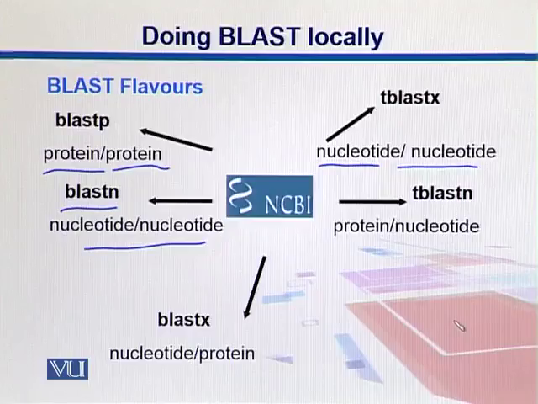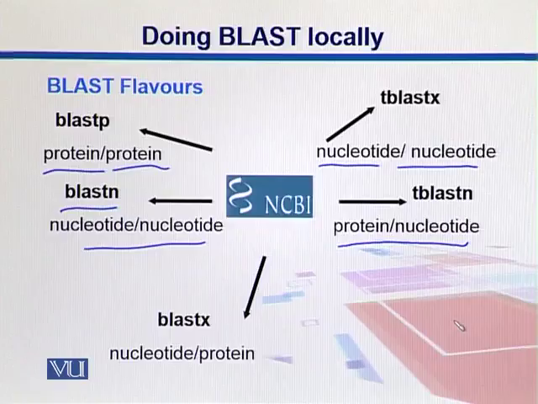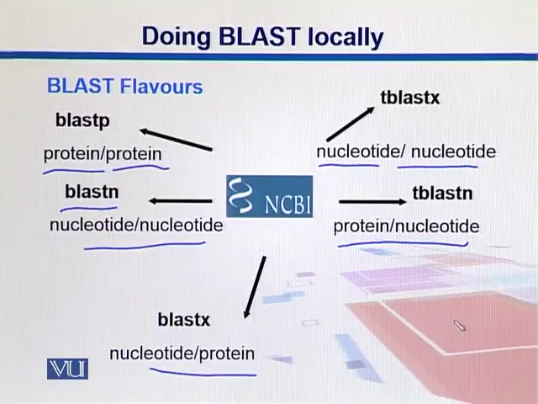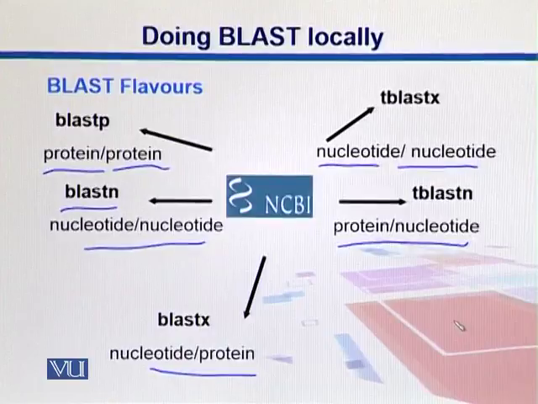In the case of T blast N, you take the proteins, and then from those proteins you get back to your DNA, and you use that DNA and search against the DNA. So that is T blast N. Blast X is where you take those nucleotide pieces and translate them into proteins, and then align them with the proteins. So there are different variants, flavors of the blast which you can use.